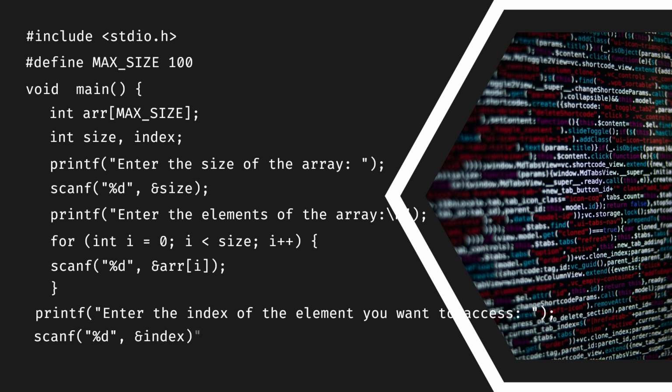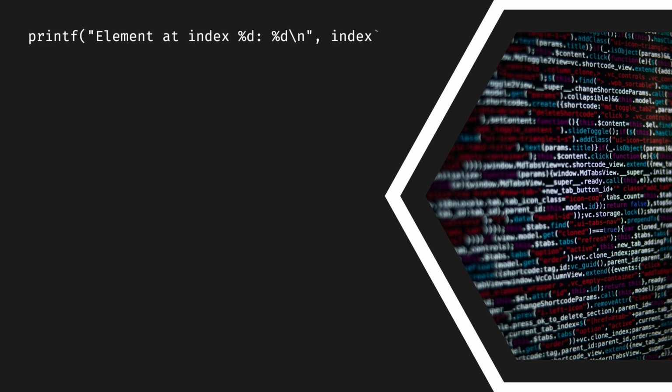Inside this loop, I have used the scanf function to take the input from the user and store it in the array. After that, I have used a printf to display a message like "enter the index of elements you want to access." Here I am asking the user to write the index number, so that we can access the data or element from the array. Here I have taken the variable named index, and under this index variable I store the value from the user of which index you want to search.